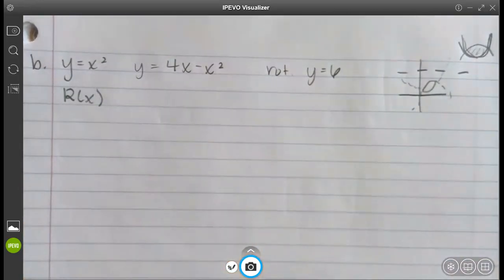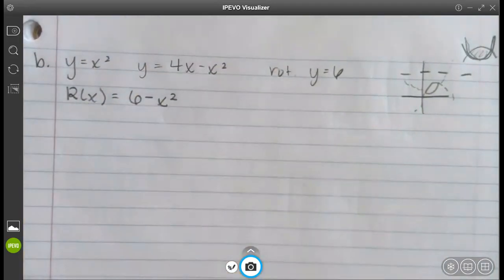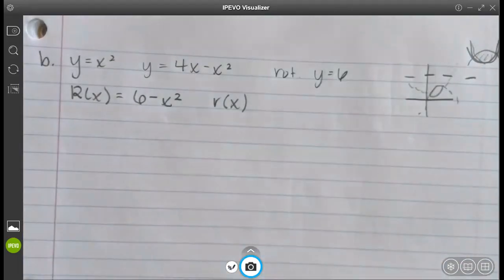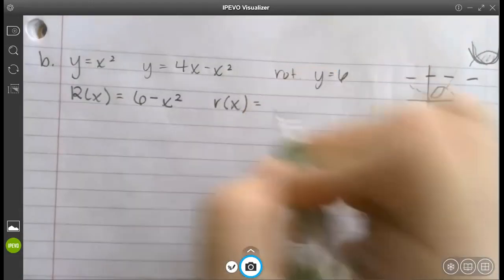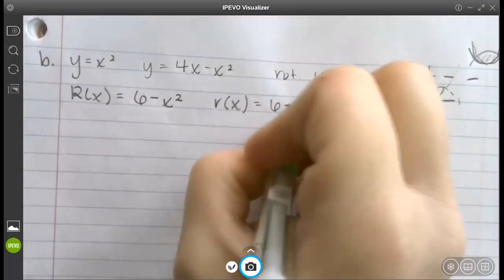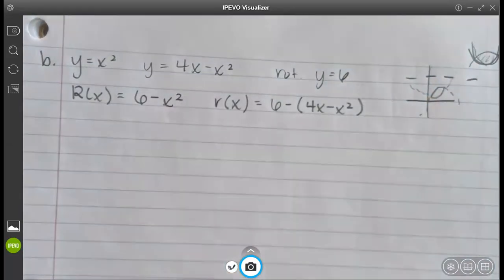And then you have to subtract it from the line you're rotating from. So big R of x is going to be 6 minus x squared. Why did we pick x squared? It is the furthest from our axis of rotation. Okay. What about little r? Say it again. But we still have to subtract it, right? Because there's that gap. So 6 minus, make sure you put parentheses, 4x minus x squared. So again, if there's that gap, you're coming from that function down. So 6 minus x.